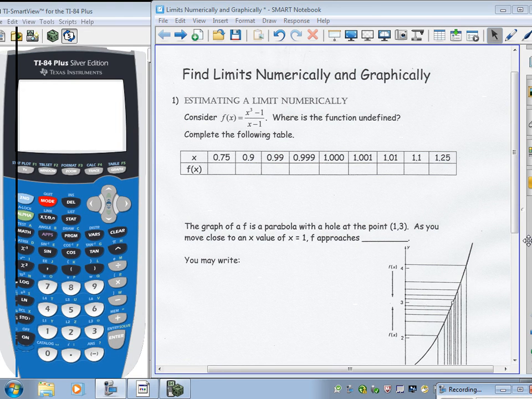Everybody have their calculator to that? Okay, I'm going to attempt to use the blue one up here and see what happens. Is it better with lights off?